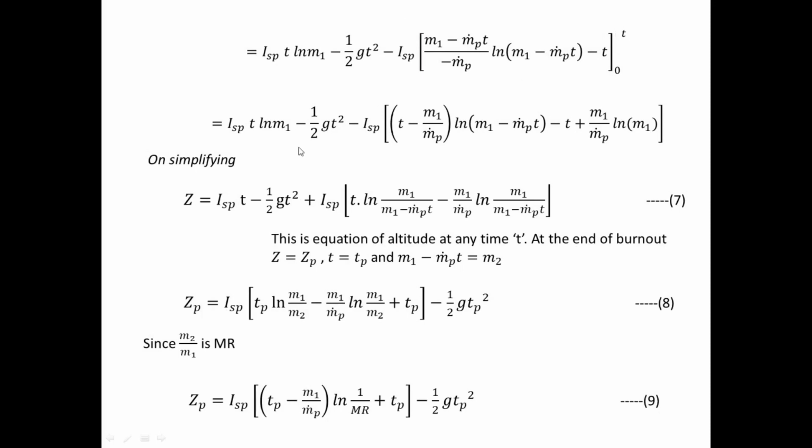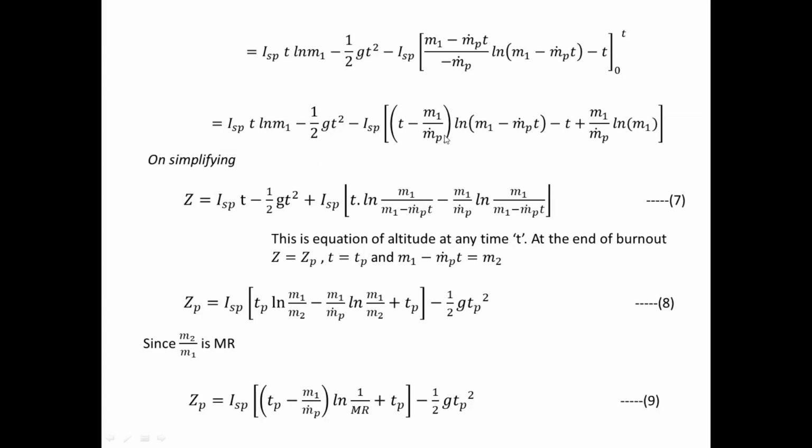So if we substitute this value, Isp into ln m1 minus half g t square, just substitute the t values and rearrange this equation. Here you divide by m dot p, so this will be equal to t in minus m1 into this term, that minus t, and when we substitute 0 in this expression, you will get this value. On simplifying, Isp into t will come from this, so Isp into t minus Isp into minus t is the first value, minus this half g t square.